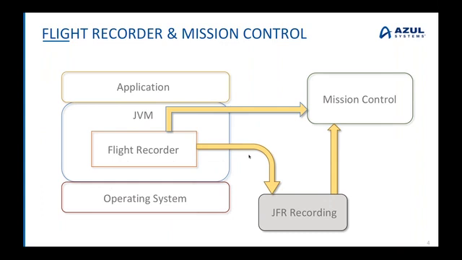Now, if we look at what Flight Recorder and Mission Control actually are and what they do, I've put together this diagram to help you understand that. Essentially, Flight Recorder is a way of, as the name would suggest, recording or making available information about what is happening at a very low level within the JVM. And it's also able to give you information about other parts of the system.